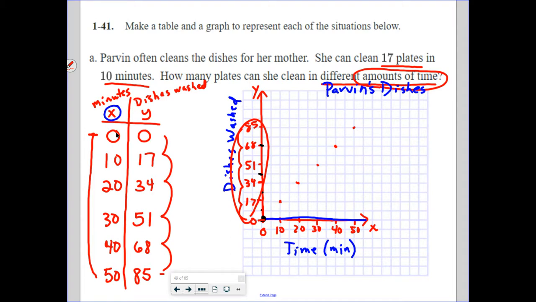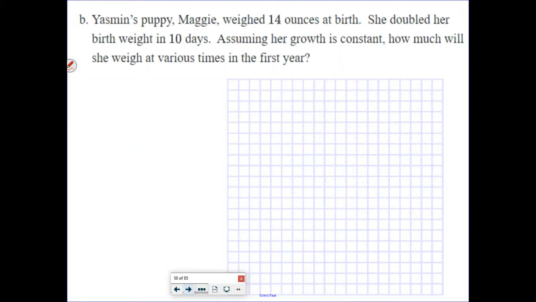All right, but that is an option that you could have done. Let's go to the second one. Yasmin's puppy, Maggie, weighs 14 ounces at birth. She doubled her weight within 10 days. Assuming her growth is constant, that is a key thing to think about. The growth is constant. How much will she weigh at various times in the first year?